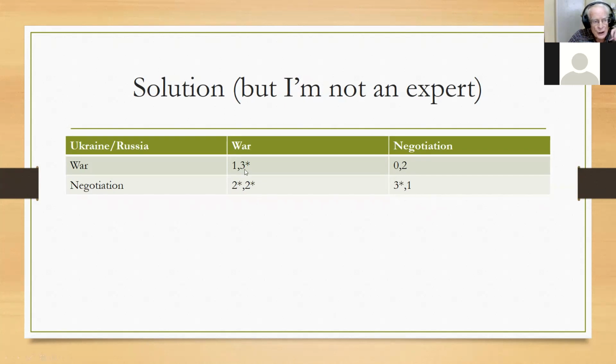But I would note that a Nash equilibrium need not involve a dominant strategy, as you may remember from our example of the Davis dilemma, whether to go to Alpha or to Cold Park. In that case, there was no dominant strategy, but there was still a Nash equilibrium. But the solution here is for Ukraine to negotiate and Russia to go to war.